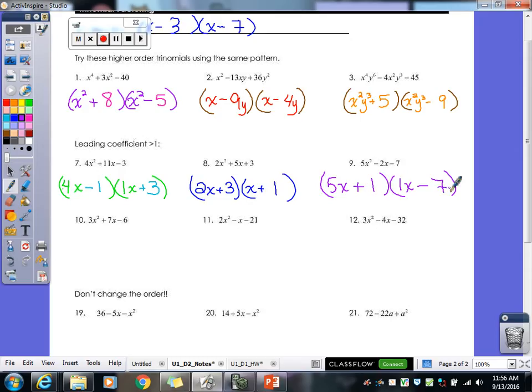So then I check to see if I got it in the right place. So 1 times 1 gives me 1x, negative 35x. So I definitely do not have them in the right place.